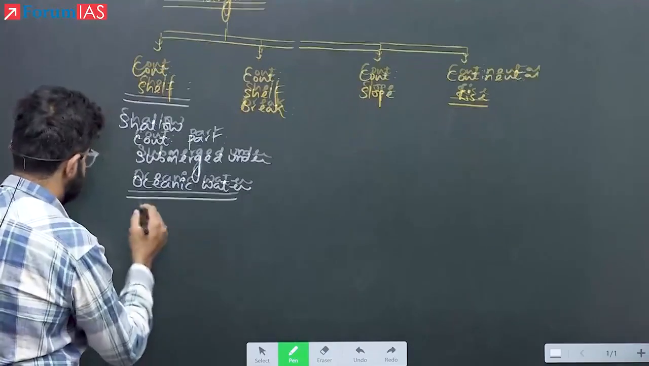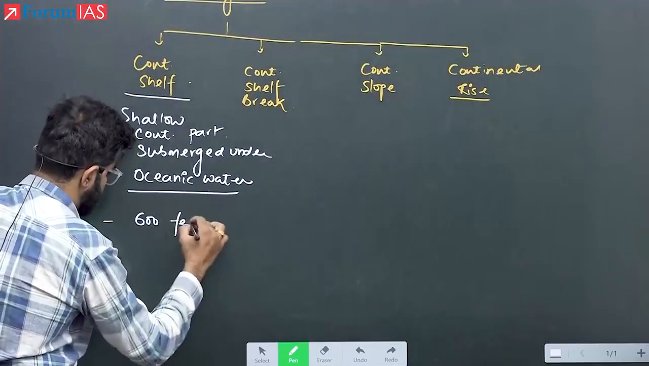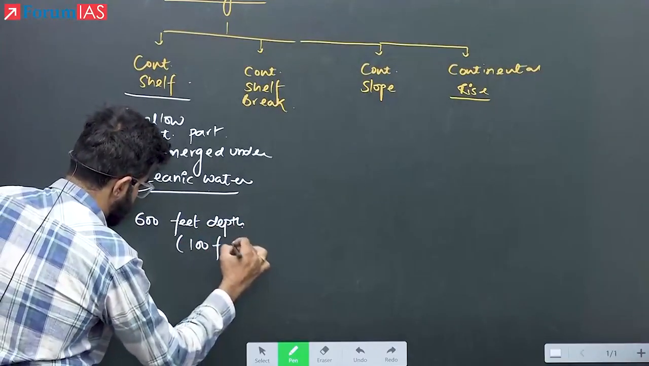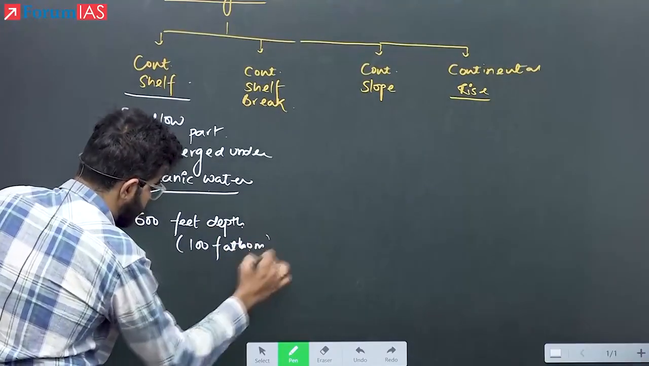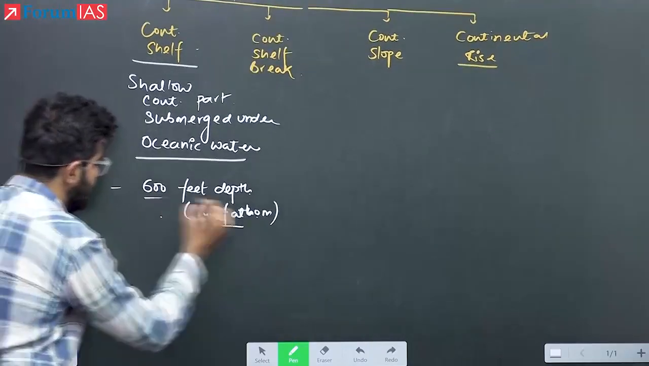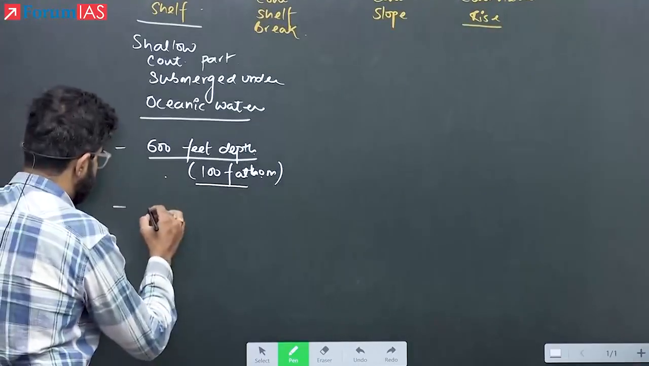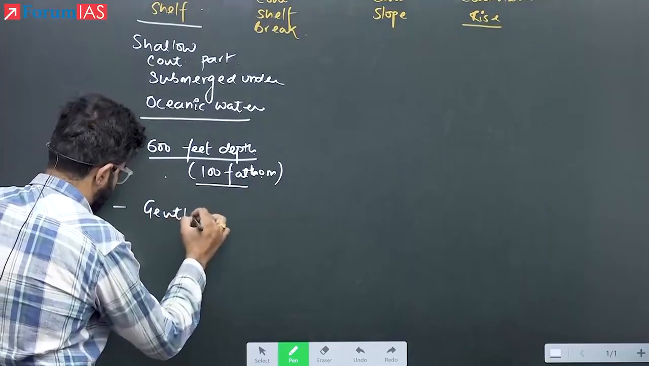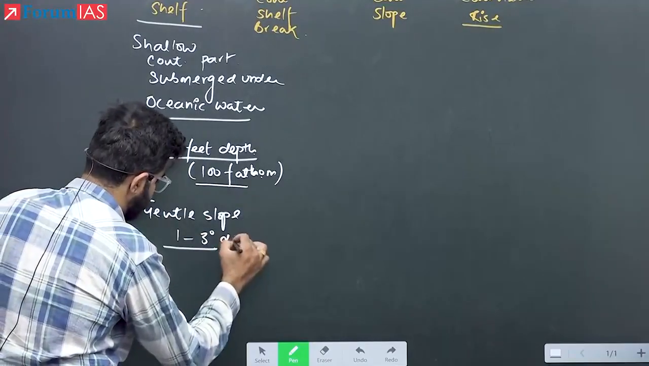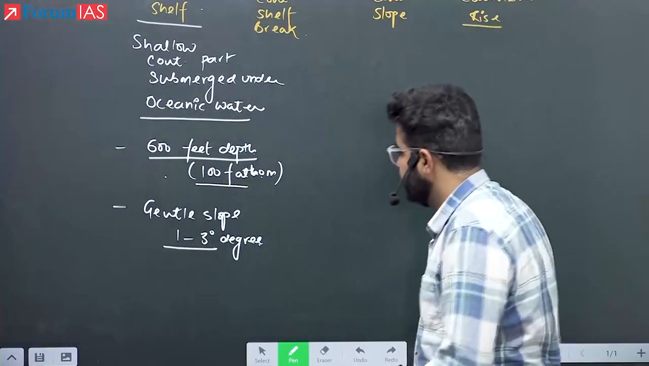When I say shallow, it means maximum 600 feet depth you can find here, or 100 fathom. Fathom: 1 fathom is equal to 6 feet, right? So here you will find 600 feet depth maximum or 100 fathom, and the slope will be very, very gentle, somewhere around 1 to 3 degrees. Slope is very gentle, right?